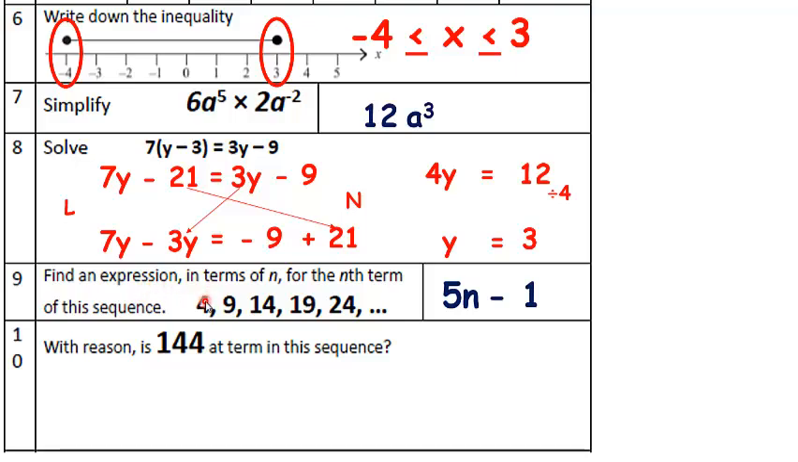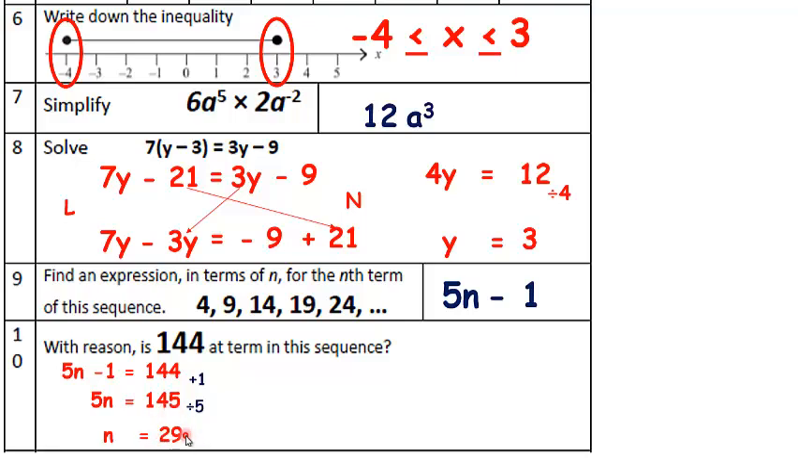With reasons, is the term 144 in this sequence? Well, it's likely to be because you have these 4s in there, 4, 14, 24, but that's not a good enough reason. You need to show the algebra: 5n minus 1 is equal to 144, add 1, 5n is equal to 145. Because this number ends in 5, I know it's definitely going to go in there, and I know n is going to be a whole number. So we'll do the maths anyway.